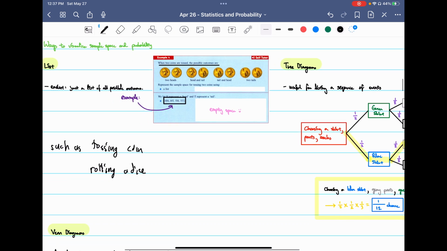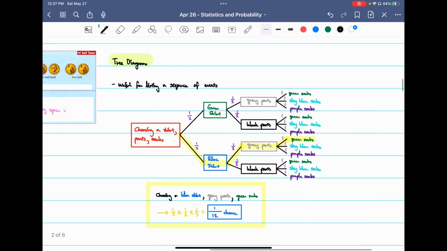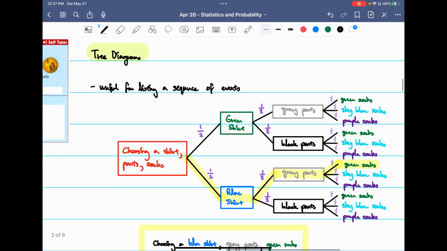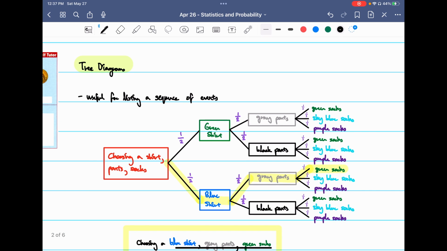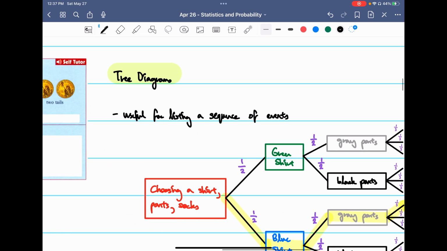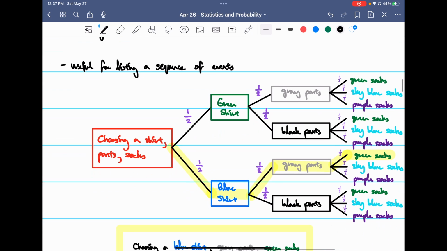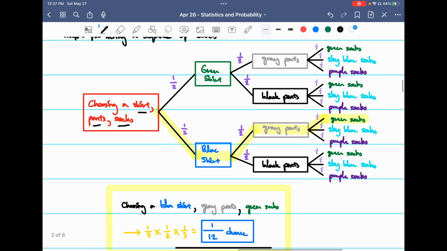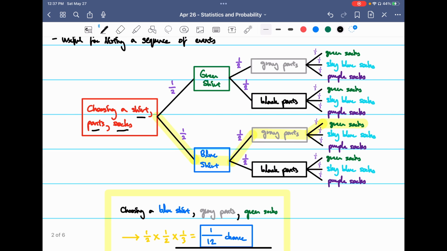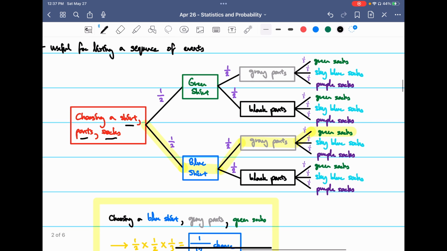Now, another way to solve probability questions is using the tree diagram, and this is a favorite in a lot of different math questions, especially probability questions. It's useful for listing a sequence of events. So if you look at the example my friend gave, choosing a shirt, pants, and sock. Okay, first there's a 1/2 chance of choosing a green shirt or a blue shirt.